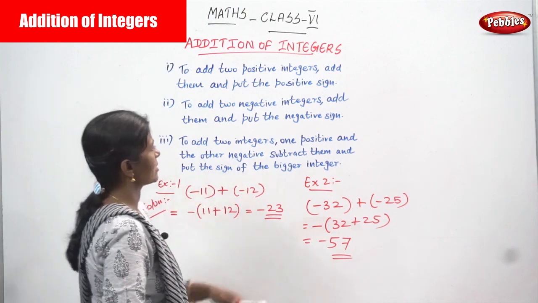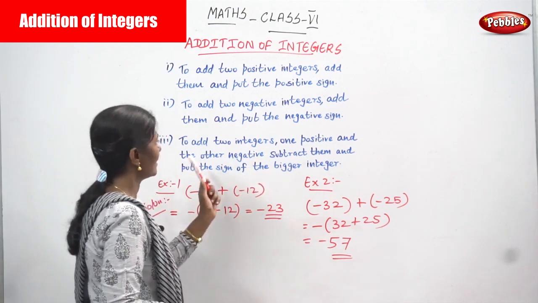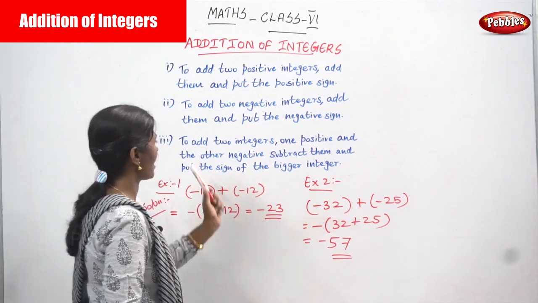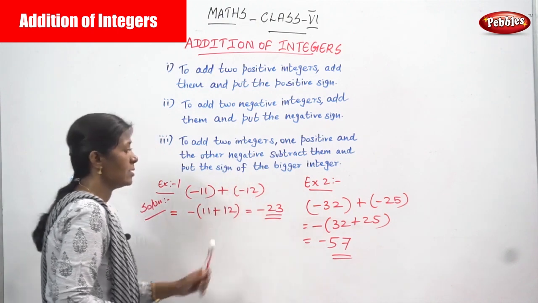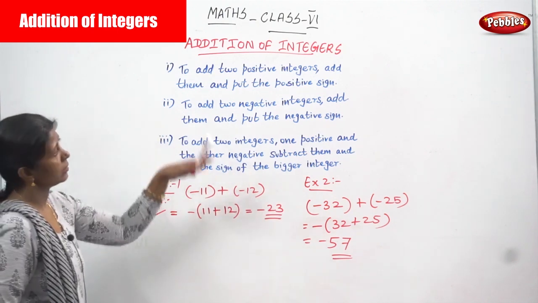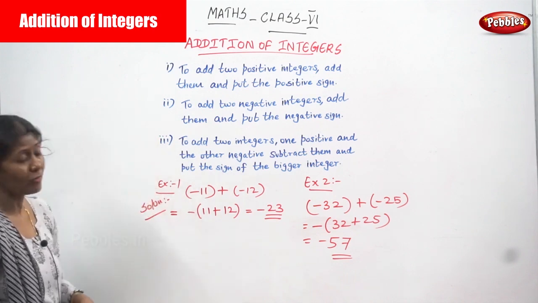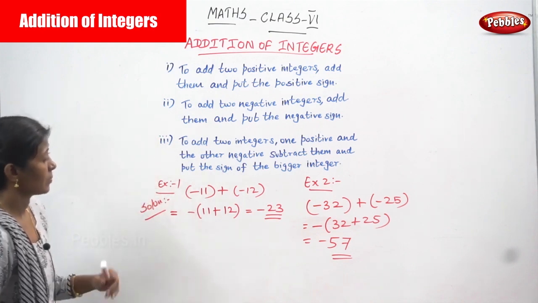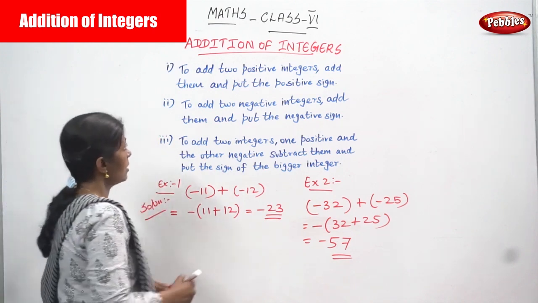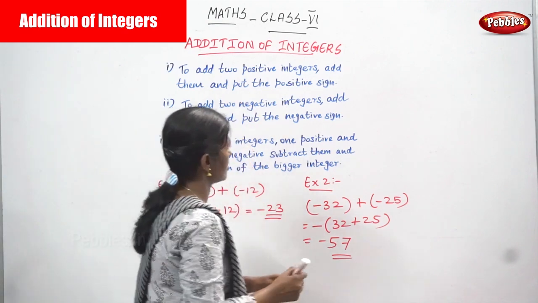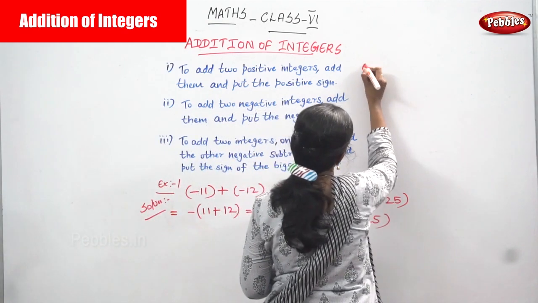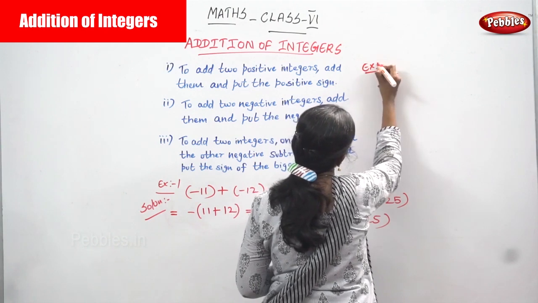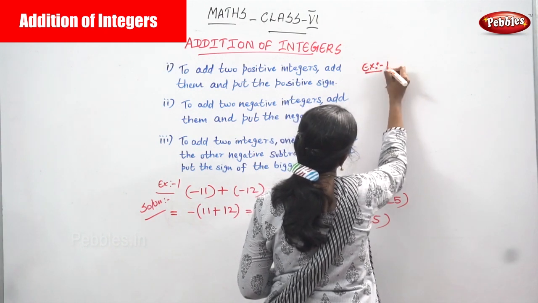To add two integers, one positive and the other negative, subtract them and put the sign of the bigger integer. So there are three important rules of addition of integers that I've given and also written on the board. First one, two positive integers. If I give a proper example, you understand the sum very clearly.